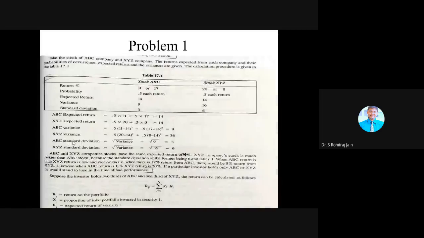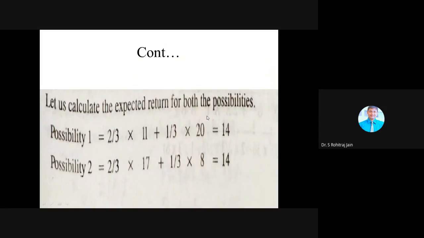Now, in this problem, let me do a quick revision so that if any doubt is there, you can ask me. In this type of problem, they'll only give return and probability. Remaining all things you have to calculate, right? So first, what we have to calculate? The expected return, then variance, then standard deviation. After calculating that, we have to calculate the standard deviation of the portfolio.